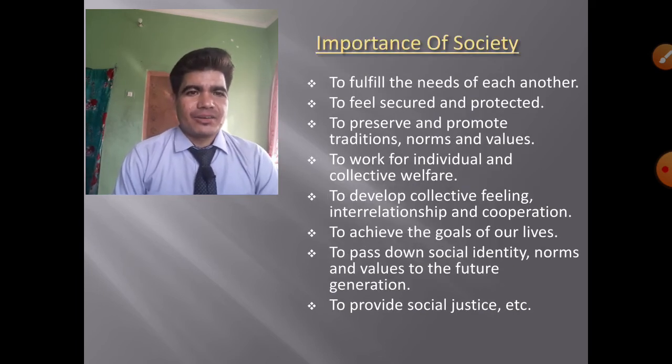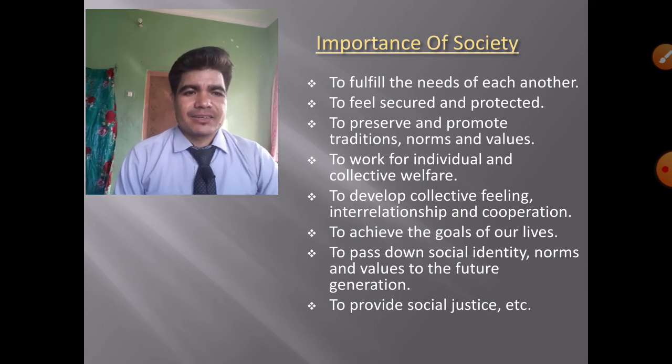Importance of society, or what is the necessity of society? Society is necessary to fulfill the needs of each other. Society is necessary to feel secure and protected, to preserve and promote tradition, norms, and values, and to work for individual and collective welfare. It develops collective feelings, interrelationship, and cooperation. Society is needed to achieve the goals of our lives. It is necessary to pass down social identity, norms, and values to future generations, to provide social justice, etc.